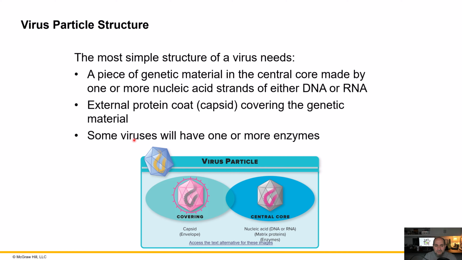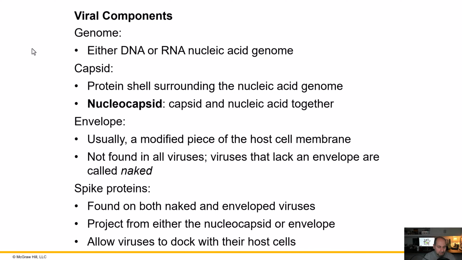Additionally, some viruses will also have one or more enzymes as well. These enzymes help the virus to replicate. A virus is much simpler than a cell. Viral components include, again, a genome. The genome could be either a DNA genome or an RNA genome. This is known as the nucleic acid genome. And surrounding that genome is, remember, a protein coat called the capsid. The capsid is a protein shell that surrounds the nucleic acid genome.